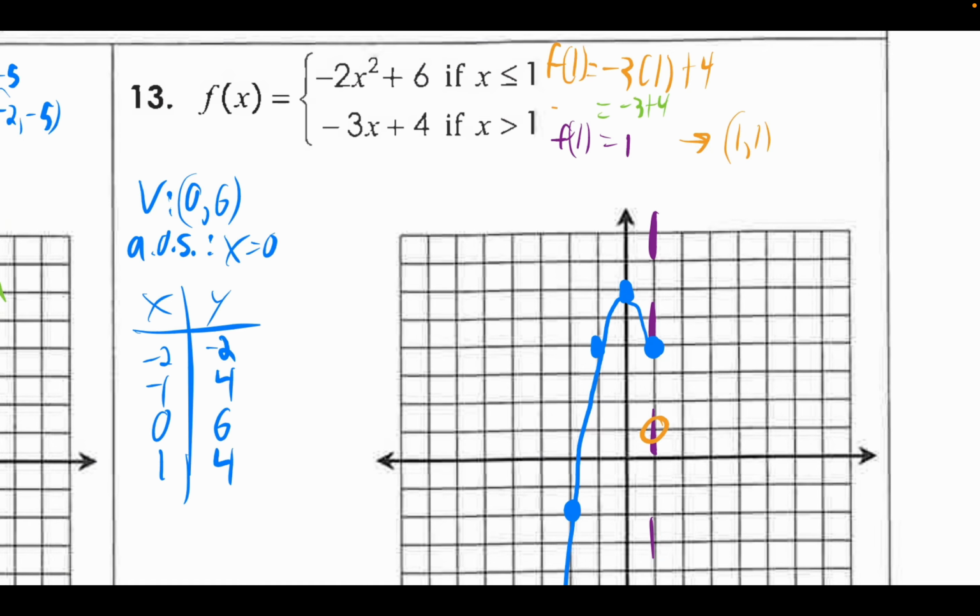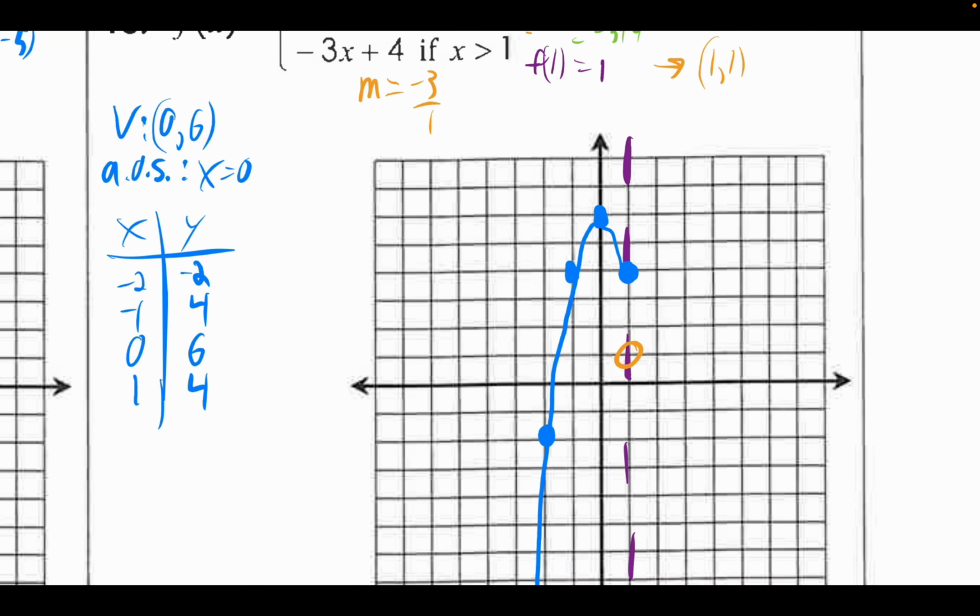And then note my slope is -3, or -3/1, because this is y equals mx plus b. My top one was quadratic, so I graphed it like a quadratic. The bottom one's a linear equation, y equals mx plus b, so I'm going to graph it like that. So I'm going to go down 3, right 1, and now from left to right, this is going downhill.